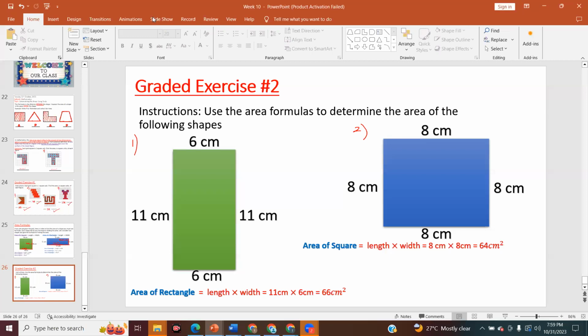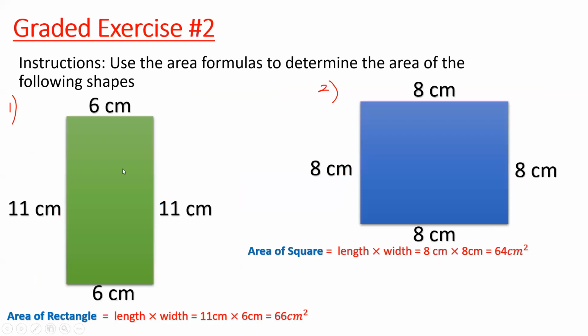How many persons got 64 for number 2? Very good. How many persons got 66 for number 1? Very good. Anyone who got all right? Very good, I see several of you did.